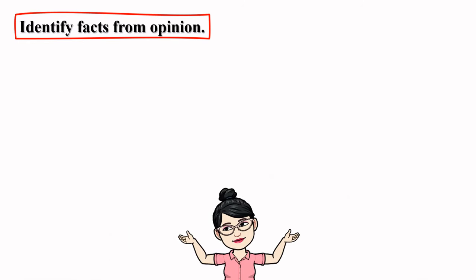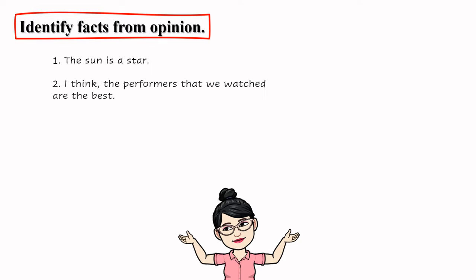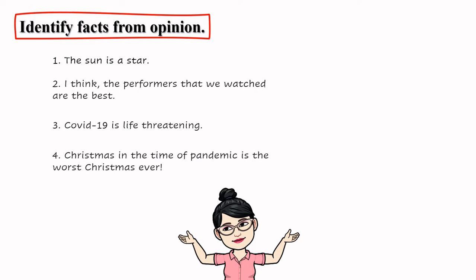Now, try to identify facts from opinion in this short exercise. Is this fact or opinion? The sun is a star. How about this one? I think the performers that we watched are the best. COVID-19 is life-threatening. Is this fact or opinion? Now, take a look at number 4. Christmas in the time of pandemic is the worst Christmas ever.